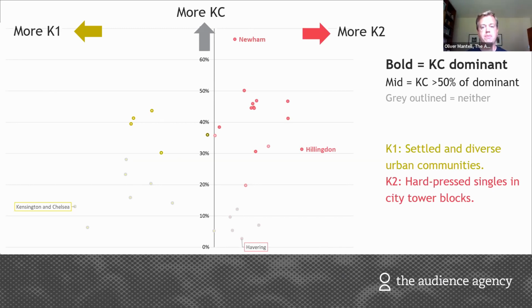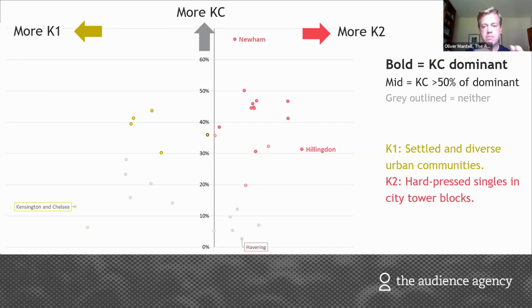So you can sort of see different types of places have different balances within the kaleidoscope creativity, as well as different volumes of them overall. Now, the third dimension we've played into this is to highlight the places where kaleidoscope creativity is the dominant segment. So it's the biggest single top tier segment for that borough, and those are the dark dots.